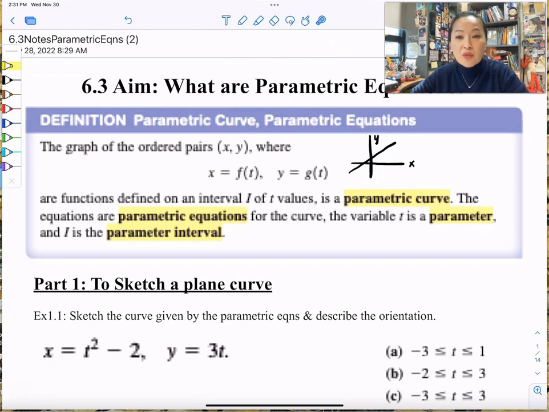That's called adding a parameter. The parameter would be time. You have X and Y, like horizontal and vertical distance, but you add an extra parameter called time. And that's what we're going to show today. So, the definition of a parametric curve, parametric equations. The graph of the ordered pair (x, y): you know how to graph x, y. Every pair, you connect the pairs and you get a graph, right?